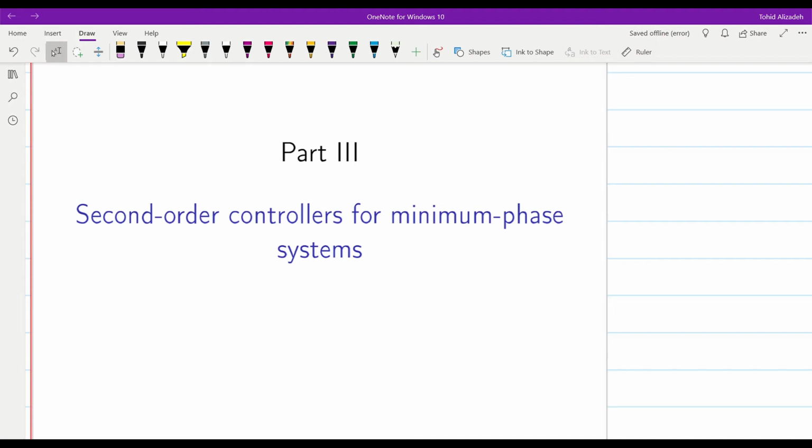Hello everyone. In the last videos, we have seen how to design the controllers, the compensators, using the frequency response for the proportional and first order controllers. So basically, what we discussed was the proportional and then first order controllers, which include lag, lead, PI, and PD controllers. We know how their frequency response looks and how they change the behavior of the whole system.